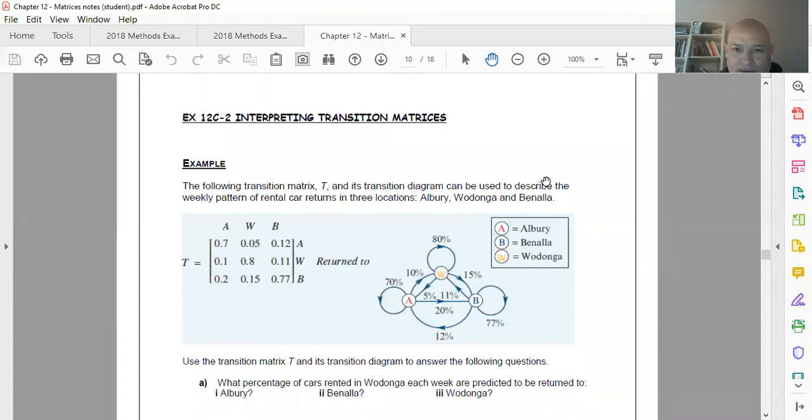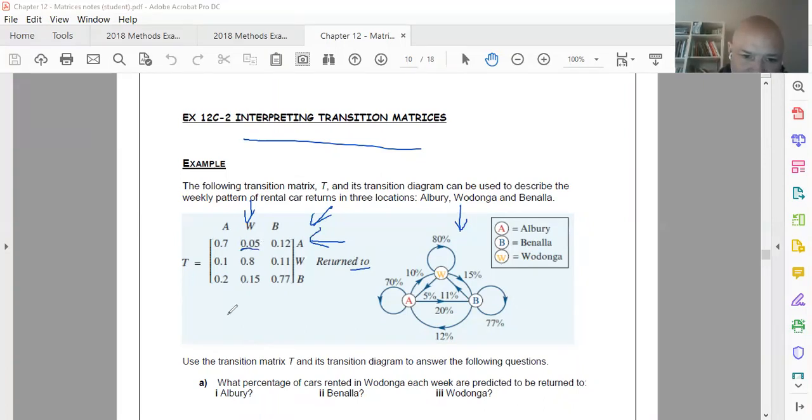Interpreting transition matrix. Now that we've gone from our diagram to our matrices, we should be able to interpret transition matrices. It says use the transition matrix and its transition diagram to answer the following questions. What percentage of cars rented in Wodonga each week are predicted to be returned to Albury? So if we look at Wodonga, and this is returned to, that line there is returned to Albury. Where do they cross? At 0.05, but they want it as a percentage.